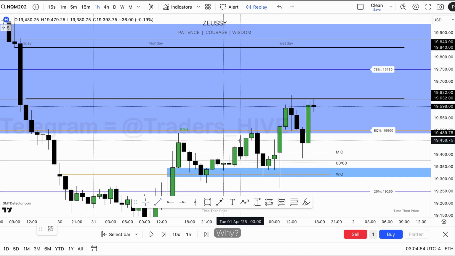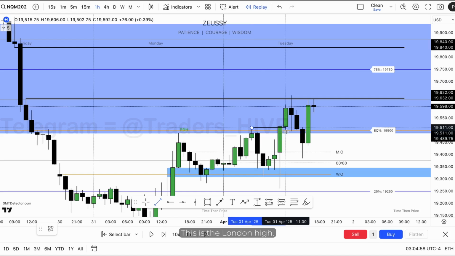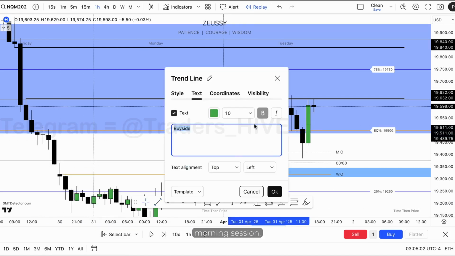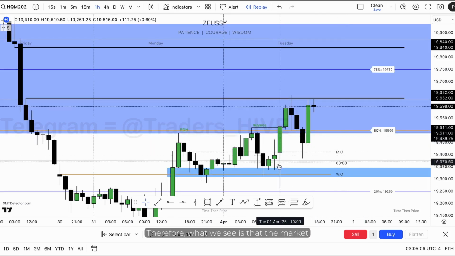Why? Well, first of all, we want to define where the London high is. This is the London high. That's a very important reference point when you're looking at the New York morning session. Therefore, what we see is that the market expands above the London high, reaches that early CB, reaches a deep premium, and therefore, when the time is right, we see the market roll over, retracing.